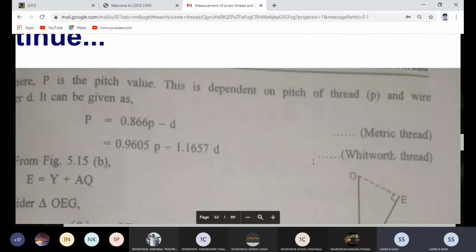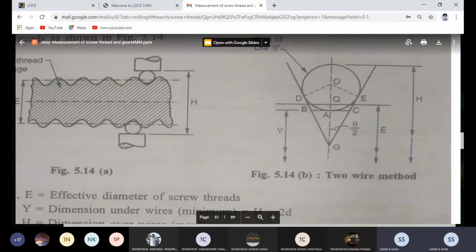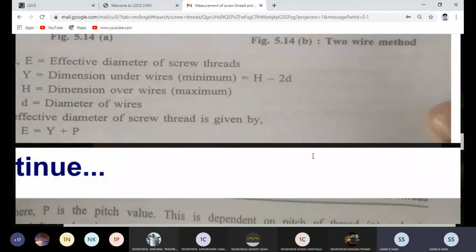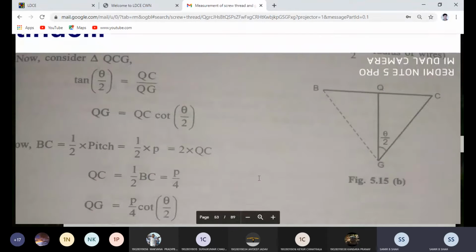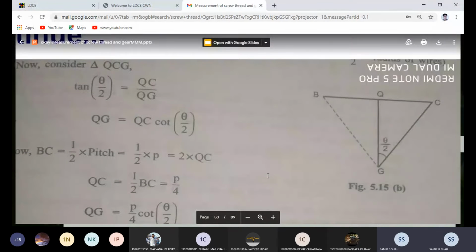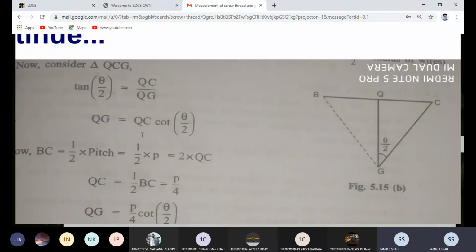Now we focus on the remaining thing, that is QG, and for that you may refer to this triangle, that is QCG. So tan theta by 2 is equal to QC divided by QG. Okay, so QG is equal to QC by tan theta by 2, or we can say that QG is equal to QC cot theta by 2.